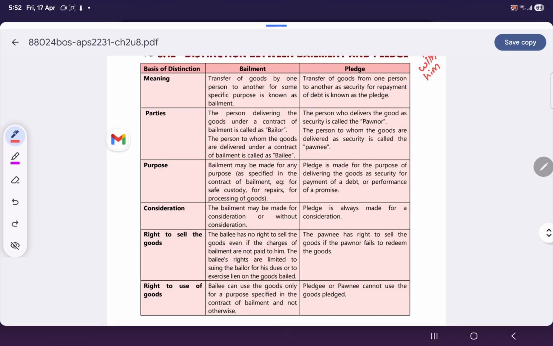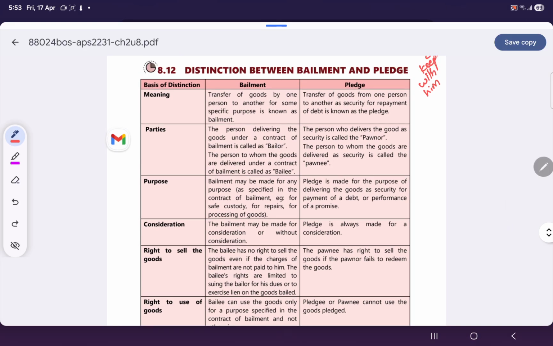Now, distinction between bailment and pledge. Bailment is transfer of goods for some specific purpose. Transfer of goods as security for repayment of debt is known as pledge. Parties: the parties are bailor and bailee. The parties are pawner and pawnee. Purpose: the purpose of bailment is to do some contract of bailment like stitching or safe custody or repairs or some processing of goods. But the purpose of pledge is to give the goods as security for the payment of debt or performance of a promise. It is given as security.